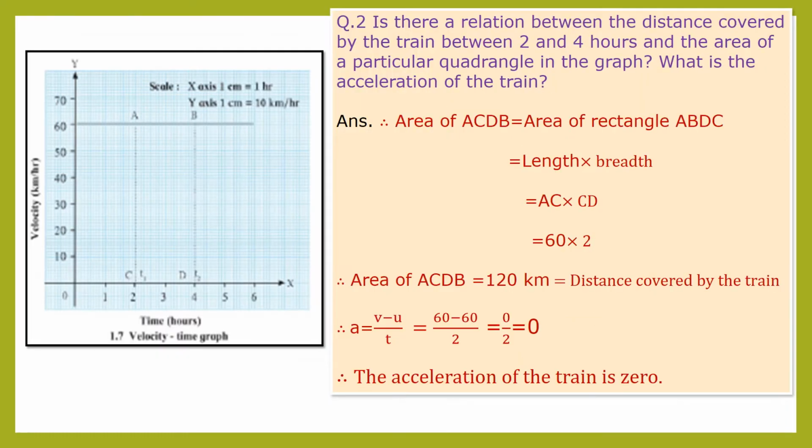Let us see, children, the second question. Is there a relation between the distance covered by the train between 2 and 4 hours and the area of a particular quadrangle in the graph? What is the acceleration of the train?